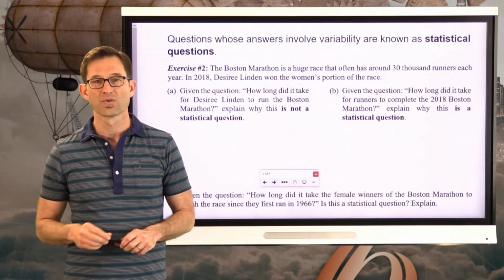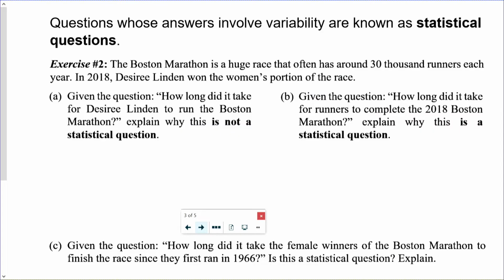So let's take a look at exercise number 2. The Boston Marathon is a huge race that often has around 30,000 runners each year. 30,000 runners! In 2018, Desiree Linden won the women's portion of the race. Letter A. Given the question, how long did it take for Desiree Linden to run the Boston Marathon, explain why this is not a statistical question.